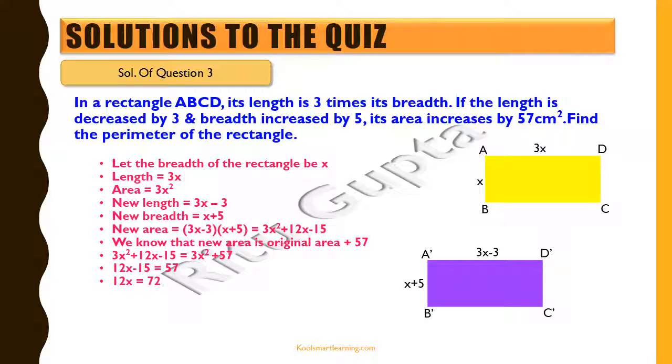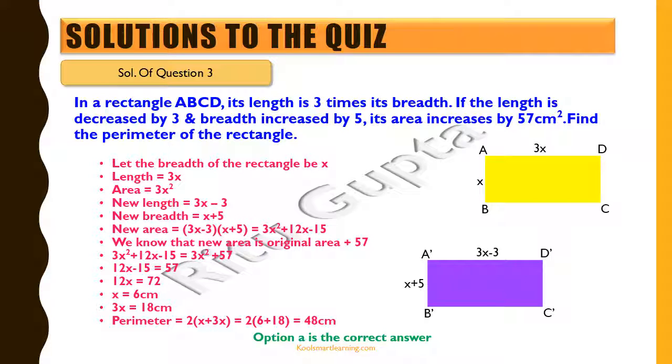12x is equal to 72 and x is equal to 6 centimeter. So now we know x is equal to 6 centimeter, 3x will be equal to 18 centimeter. We're supposed to find the perimeter of the original rectangle ABCD, which is twice of x plus 3x, which is twice of 6 plus 18, which is 48 centimeter. So the option A is the correct answer.